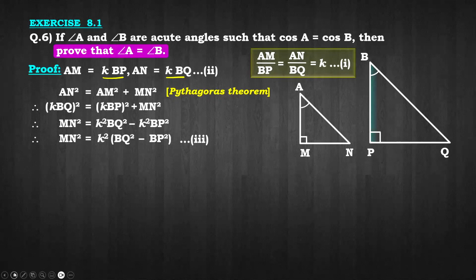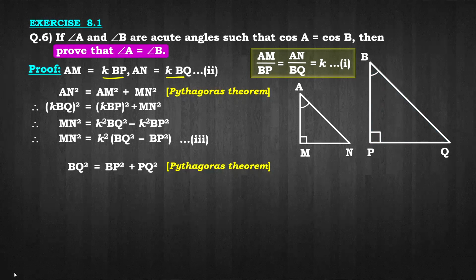That is the third equation. Now in right angle triangle BPQ, we have Pythagoras theorem, that is BQ square is equal to BP square plus PQ square. That is hypotenuse square is equal to the sum of squares of the other two sides. Now from this we can find PQ square, that is PQ square is equal to BQ square minus BP square. So this is 4. Now this BQ square minus BP square is equal to PQ square.